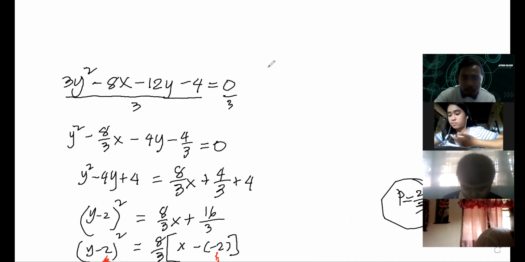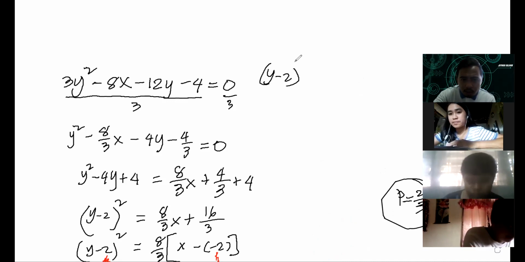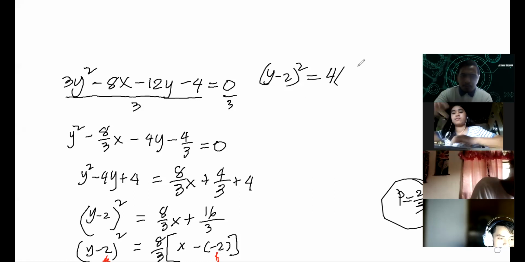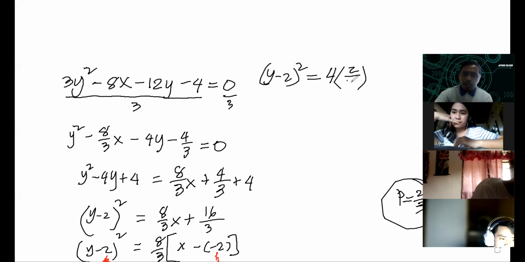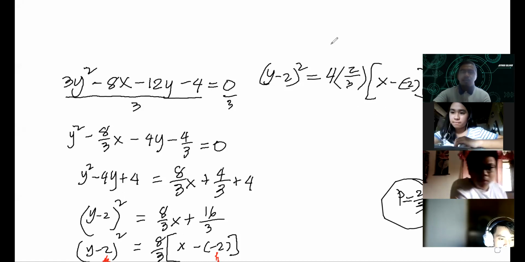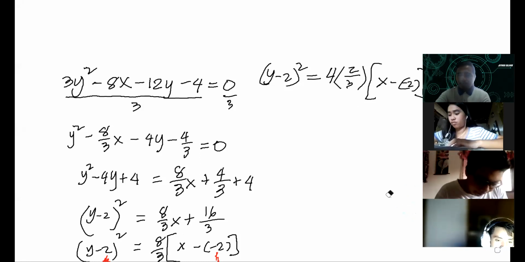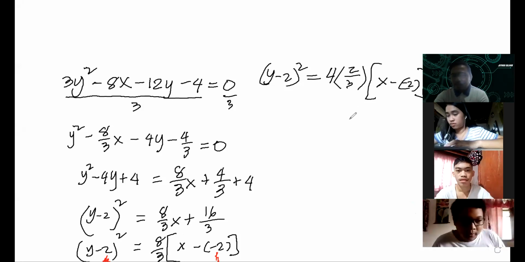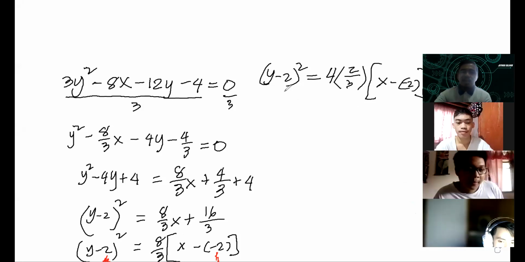So this portion now will be y minus 2 quantity squared equal to, actually you can factor out the 4. If you factor out the 4 here, it will only be 2/3. So that 2/3 is really correct. And it will be now x minus of the negative 2. Right, class? Is it clear? I want to hear from you. Is it clear? Yes, sir.